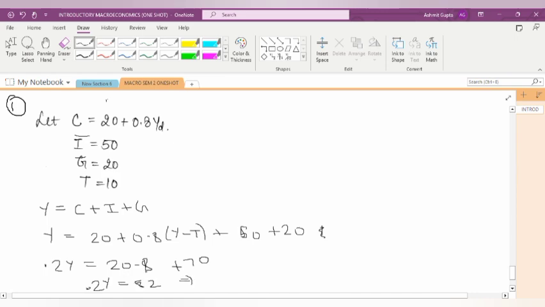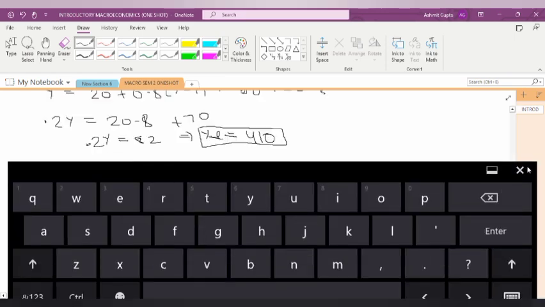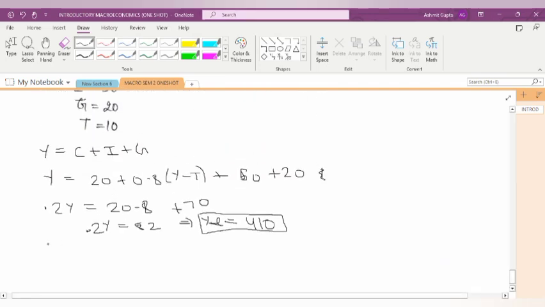0.2Y equals 20 minus 0.8 into 10, which would be minus 8, plus 70. We get 0.2Y equals 82, and we get Ye equals 82 into 10 by 2, 410.